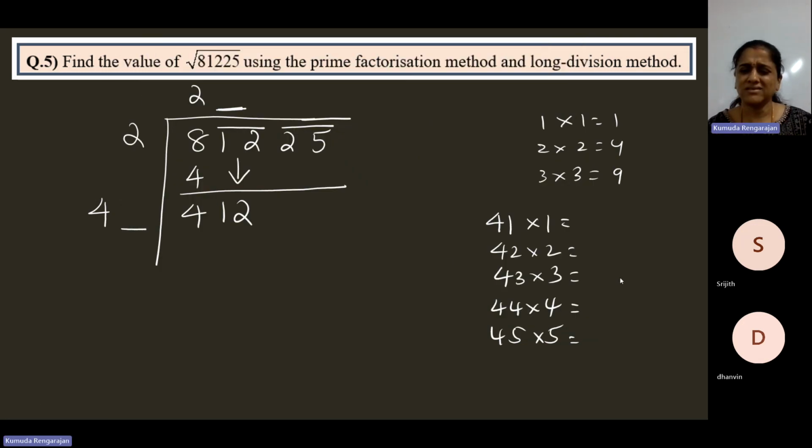Yeah. Yes. Ma'am, is this long division method? Yes. Ma'am, can you repeat that? Repeat the steps. Okay, I'll do it. Let me just finish this and do it again. Okay, ma'am. Where is 55?